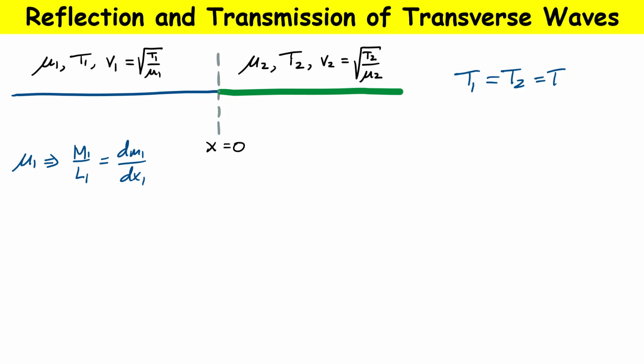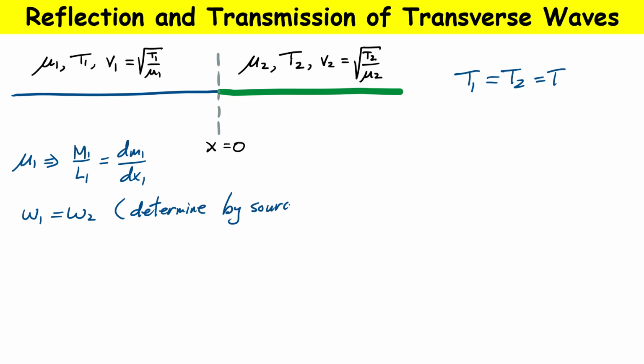Now let's think about the frequency and the wavelength of these waves. If I look at medium 1 and shake my hand up and down to make this string vibrate, I'm going to generate a frequency omega 1. That frequency is going to be the same as the frequency of the green string. So the frequencies have to be the same because they're determined by the source, whatever is creating that oscillation.